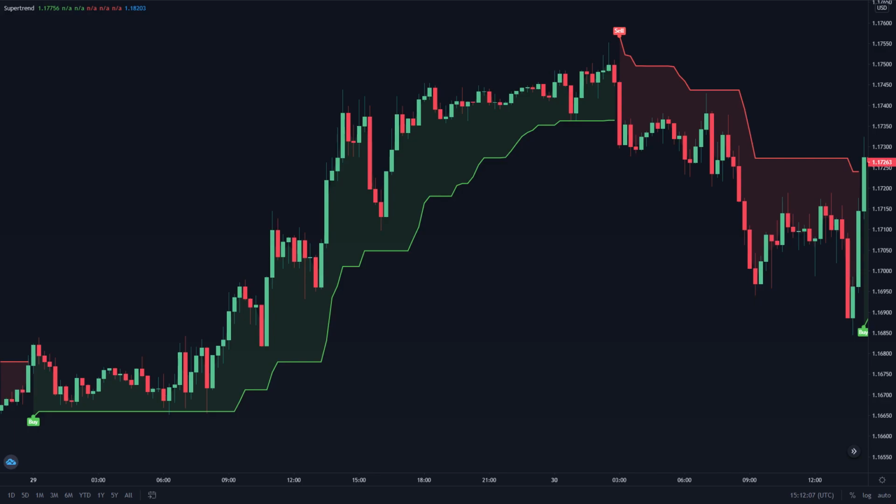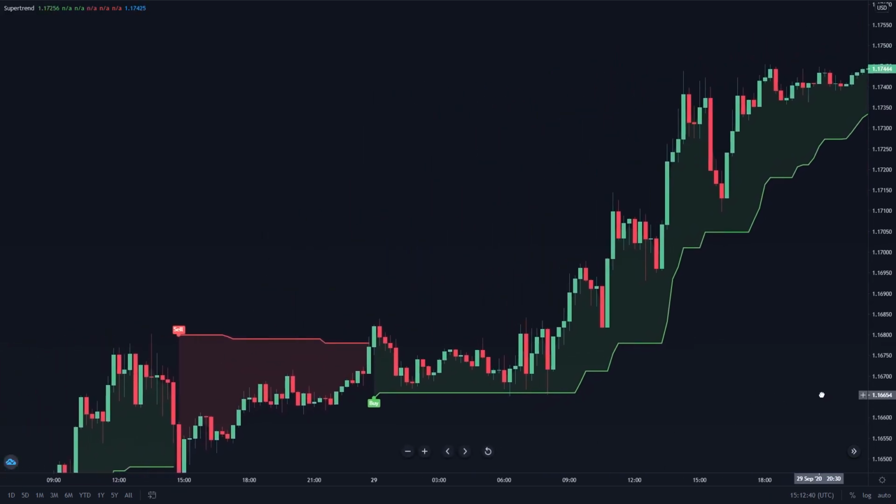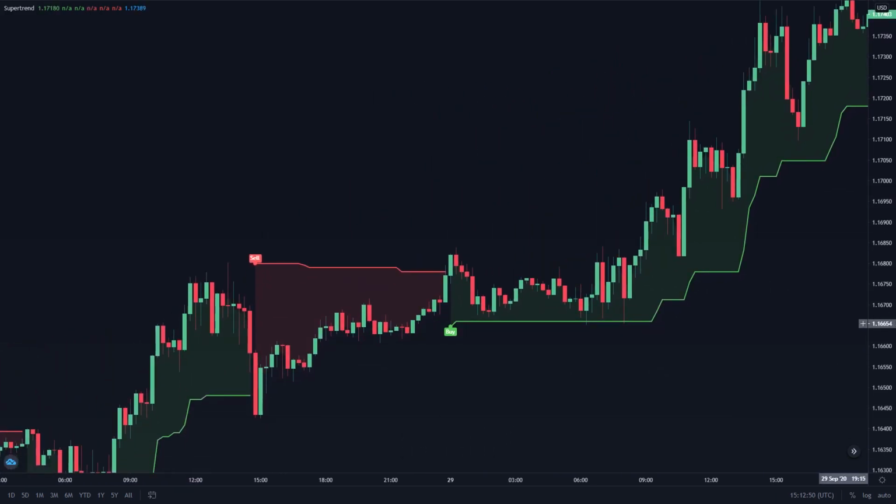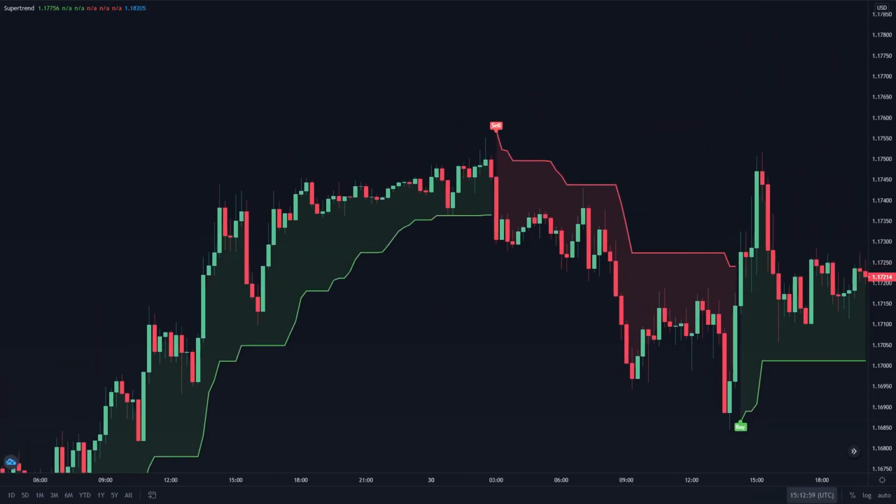So, if you open the super trend indicator, this is what it looks like. A single line that switches from green to red and vice versa. And how you use it is pretty self-explanatory. If the line turns green, you take a buy position. And if the line turns red, you close your previous buy position and open a new sell position.